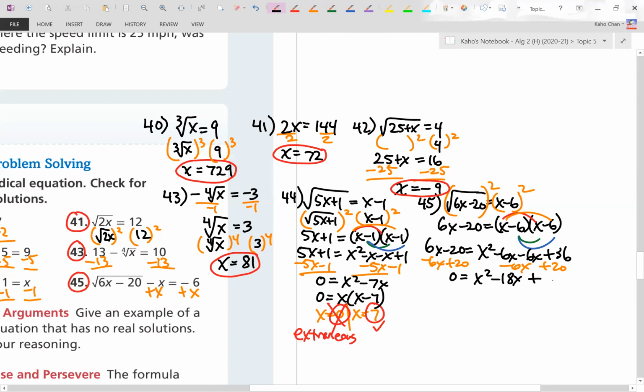Oh my gosh, 56, that's a scary number. Think of all the possible ways of getting 56 that, when added together, will give me negative 18. Right? Oh, this is a lot of work. And they both have to be negative, right? Negative 1, negative 56, negative 2, negative 28, negative 3, nope, negative 4, negative 14. Oh, there it is. Woohoo. That works. Split them up and solve.